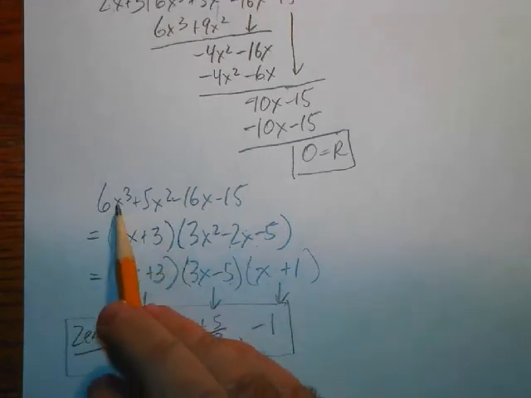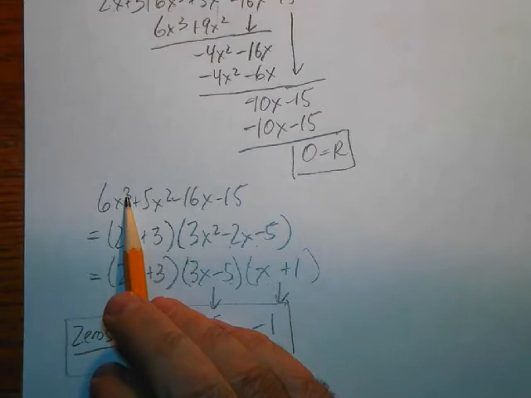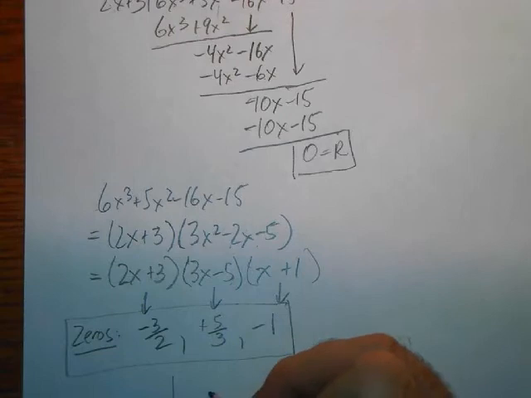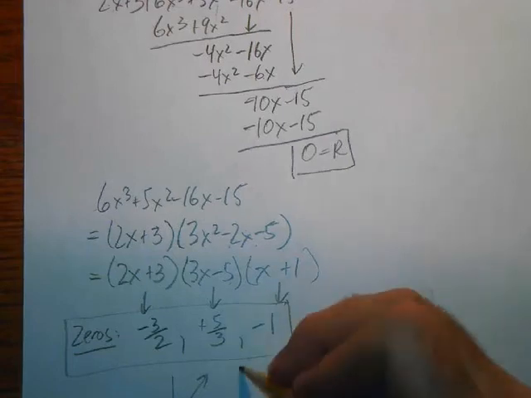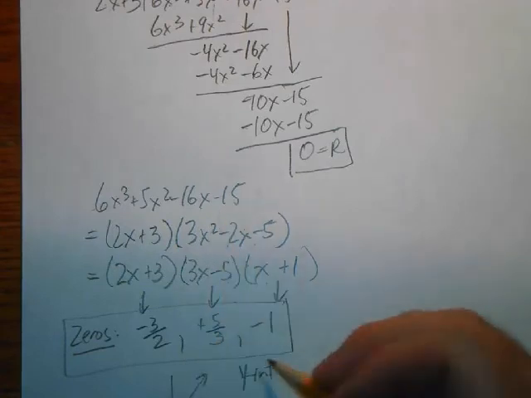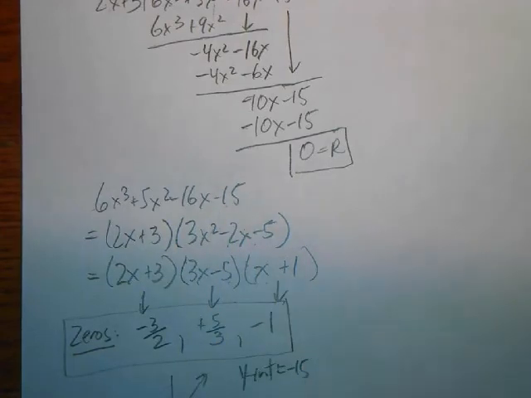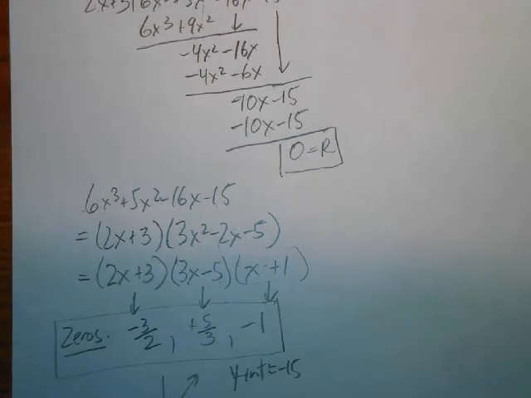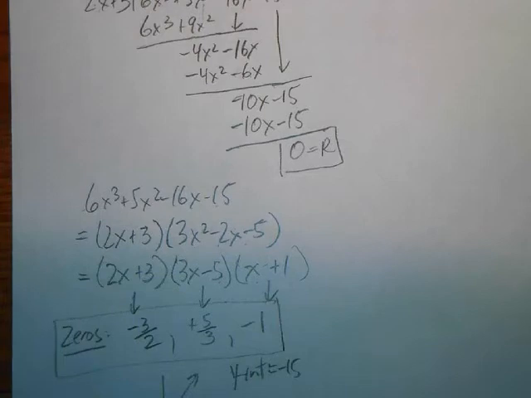Well, that's an odd degree function with a positive leading coefficient. So the end behavior we know should be quadrant 3 to quadrant 1. And we also know the y-intercept. That's the constant, so it's equal to negative 15. In terms of the degree of the factors, since I only had one of each, these are degree 1, so they're going to cross the x-axis on the graph with a fairly straight line.